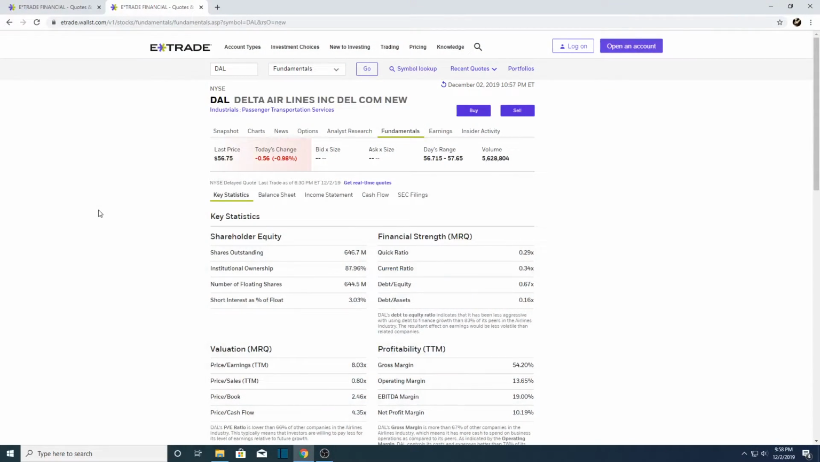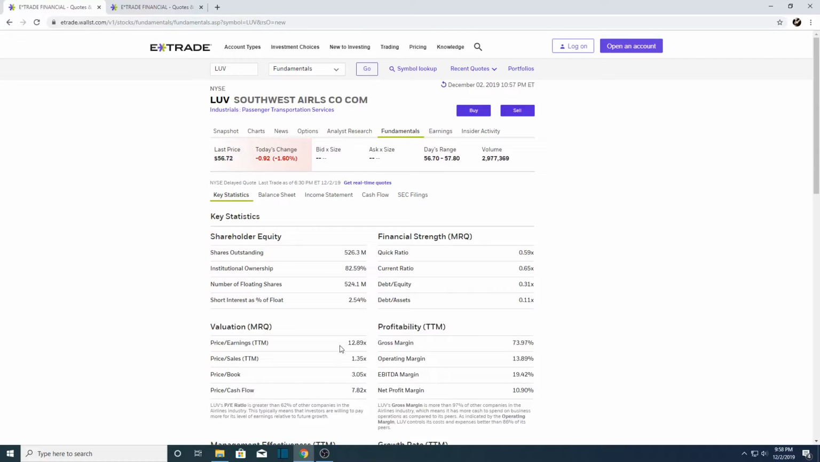Delta and Southwest Airlines are two of the larger airlines in the industry, and if we take a look at the price to earnings ratio, we'll see that Delta trades at 8 times earnings and Southwest trades just around 13 times earnings. The airline industry seems to trade at a little bit lower multiples, or a little bit lower price to earnings ratios, than other industries.